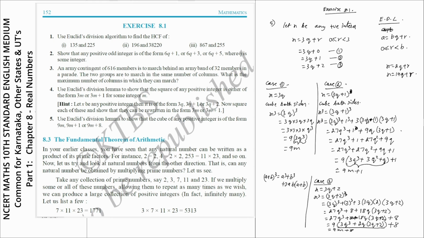So now you can see the cube of any positive integer is of the form 9m, or it is of the form 9m plus 1, or it is of the form 9m plus 8, and that proves the problem, and that completes this exercise.